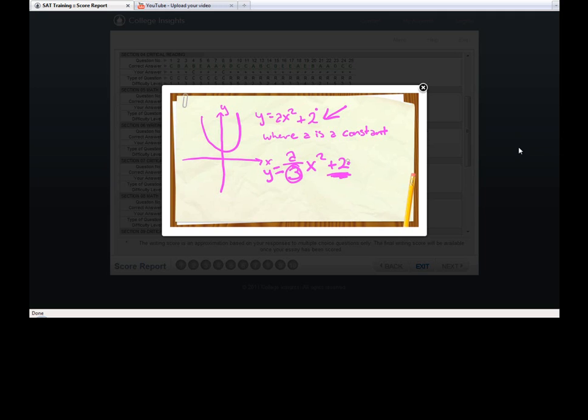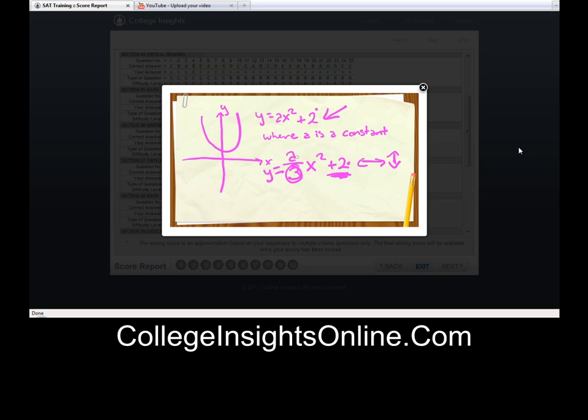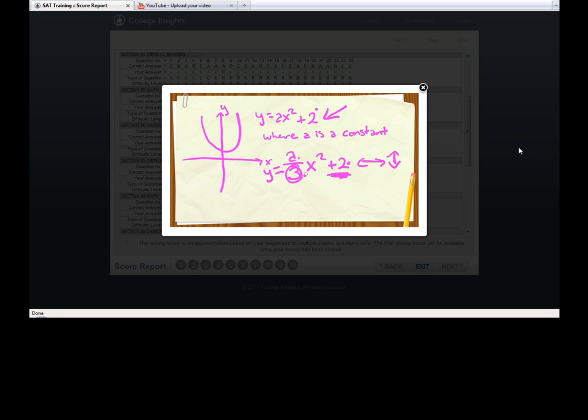So you know that the answer can't be C, D, or E, because this last term decides if the graph is moved left or right, or up and down. So you're left with answers A and B. But since you're putting A over 3, you're decreasing the slope. That means for every time it goes up, it's going to go over more. Therefore, it makes the graph wider, which is answer B.